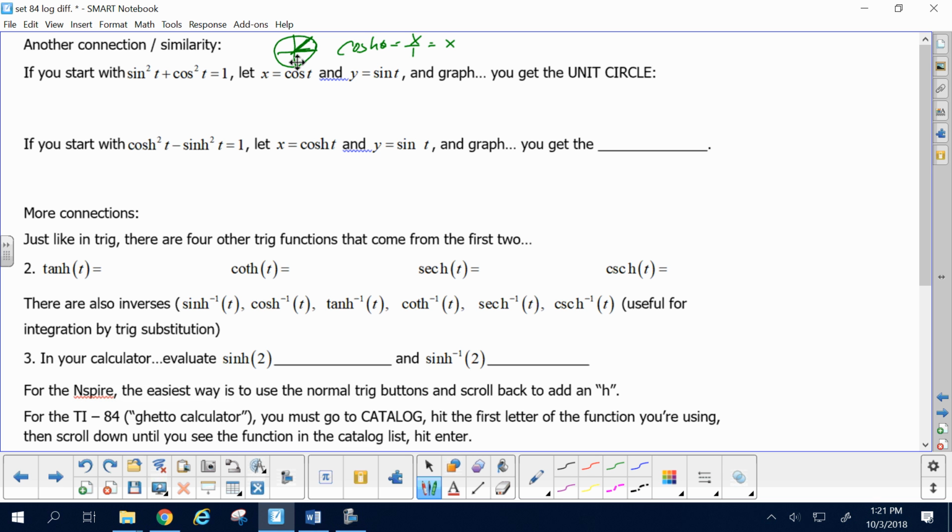But when you make those substitutions, you get y squared plus x squared equals 1, which is a unit circle, yeah? Now, because there's a lot of similarities to trig, they said, well, what if you do that same idea for this identity? If you let x equal cosh, then you get something like x squared minus y squared equals 1, which is not a circle, but a hyperbola. In fact, it's called a unit hyperbola.